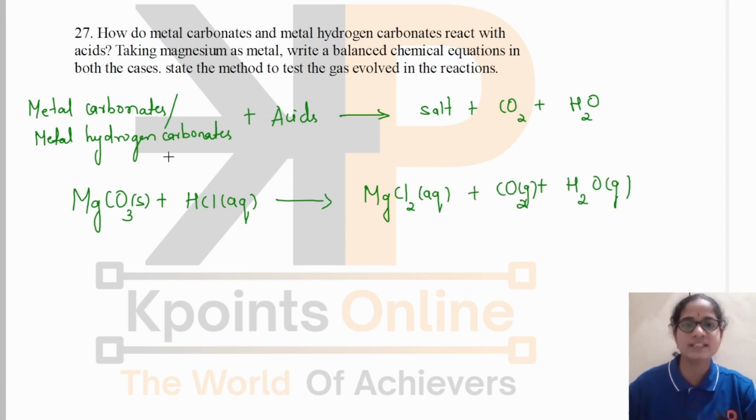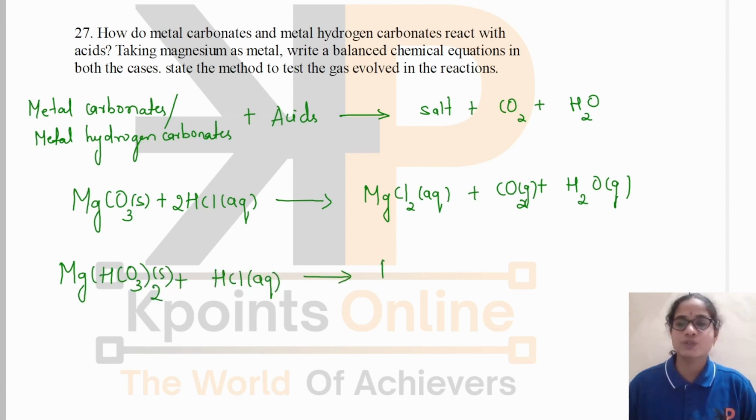This is a metal carbonate, this is acid. When the metal carbonate reacts with acid, it forms metal salt and carbon dioxide and water. Okay, we should also write the magnesium hydrogen carbonate, its reaction with hydrochloric acid, as they have asked for both equations. Okay, magnesium hydrogen carbonate, the formula is Mg(HCO3)2. Here also salt MgCl2 is formed, carbon dioxide gas is released, and also there is formation of water.